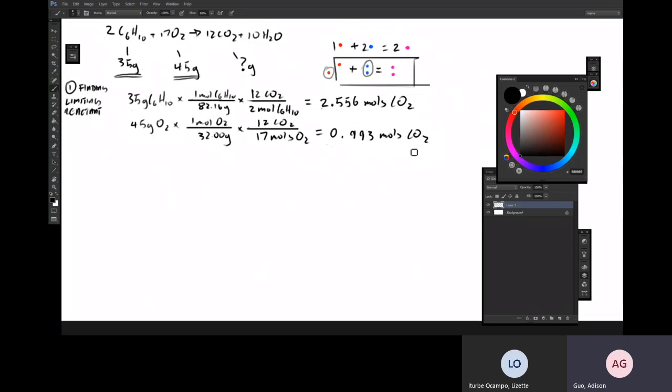And you choose the smaller one. This means that I can only make 0.993. There's no way I'm ever going to reach this many moles of CO2, because I'm going to run out of O2 before I do that. So this means that O2 is limiting, and CO2 is excess.